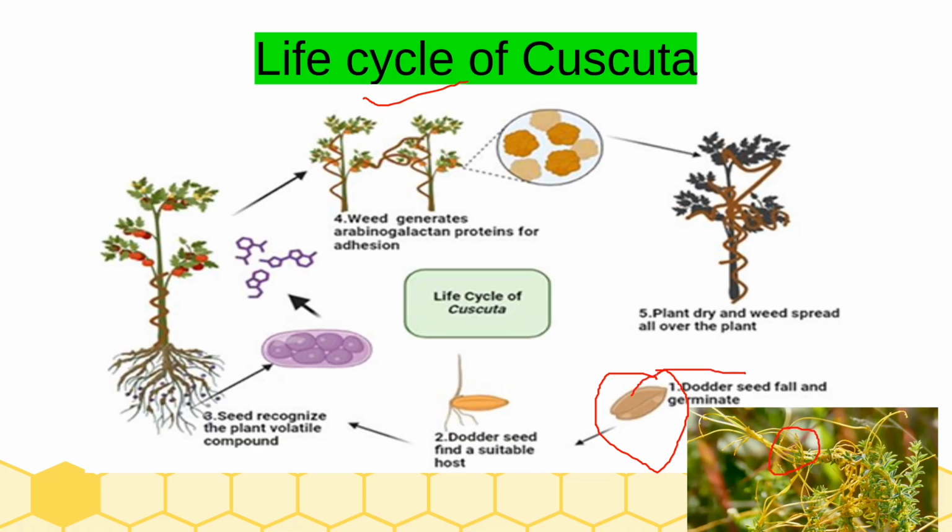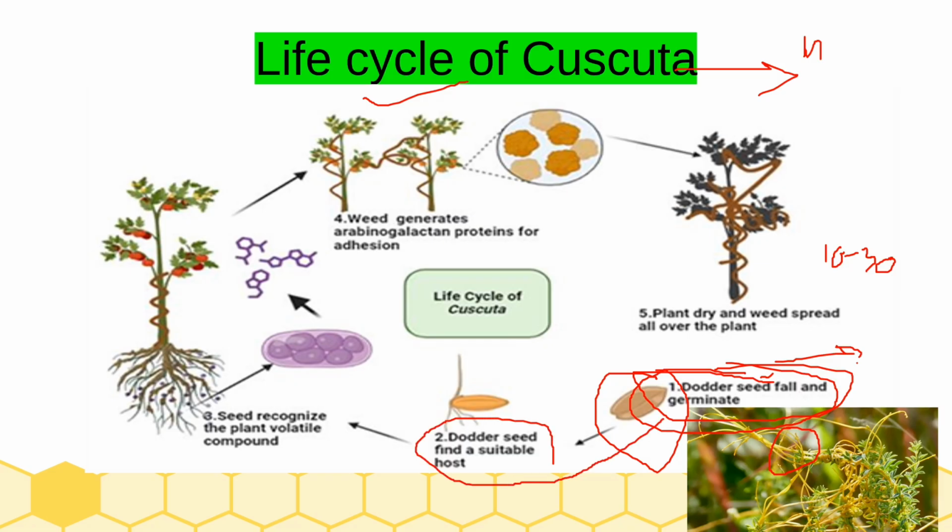The seed can stay dormant in the soil for nearly 10 to 30 years once it is shed into the soil. Since Cuscuta is an obligate parasite, it compulsorily requires a host for its survival. When the seed germinates, it cannot stay for a long period of time after germination. So it requires a host for its maintenance and survival. After germination, what happens? The seed tries to find a host for its attachment. So the first step in the life cycle of Cuscuta is seed germination and identification of a host plant.